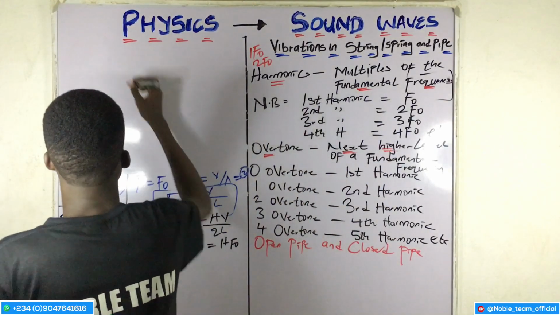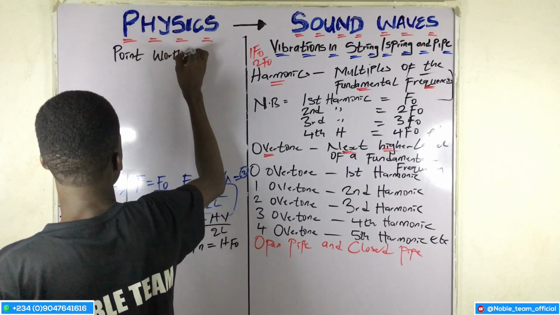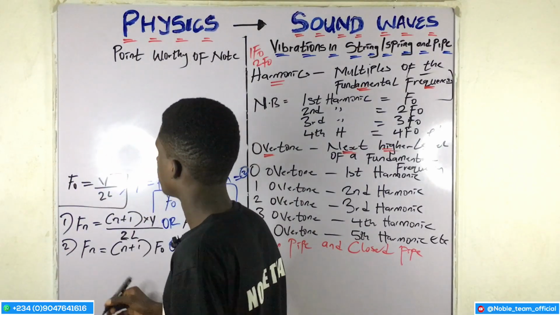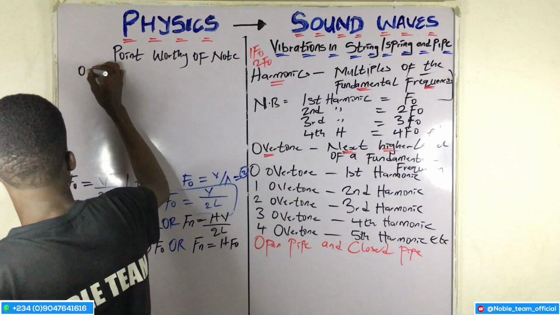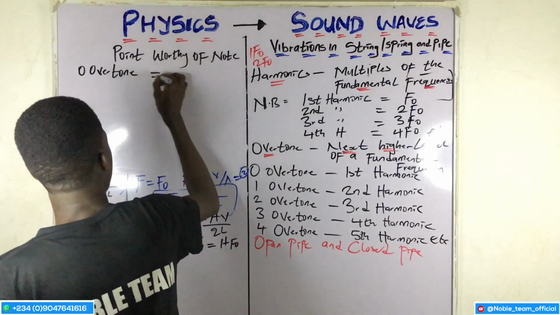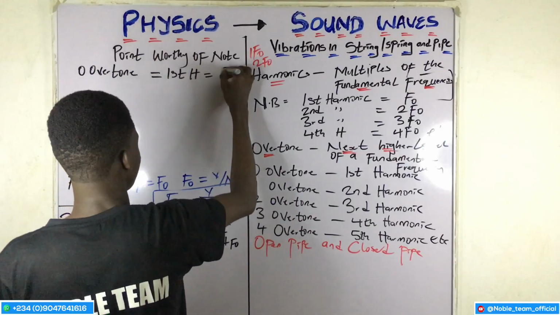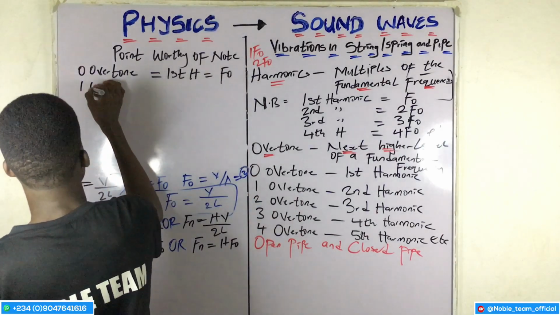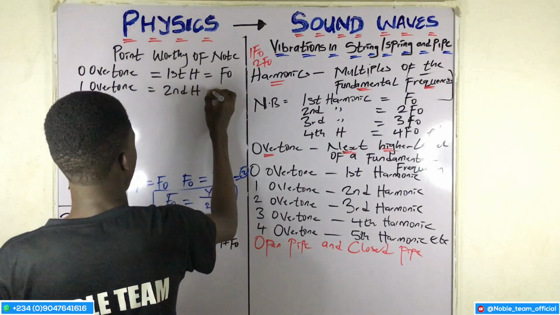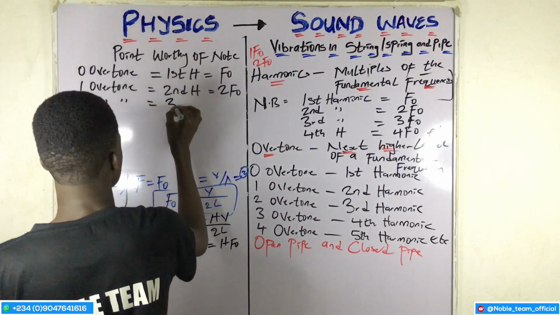Point worthy of note. In an open pipe, 0 over 2 is equal to the first harmonic, and the first harmonic is like saying the fundamental frequency. 1 over 2 is like saying the second harmonic, which is 2 times the fundamental frequency.